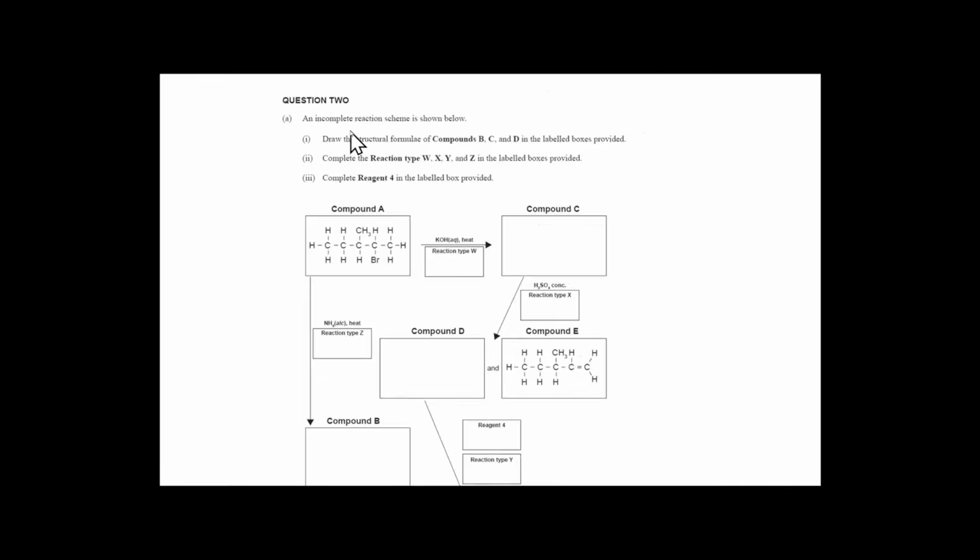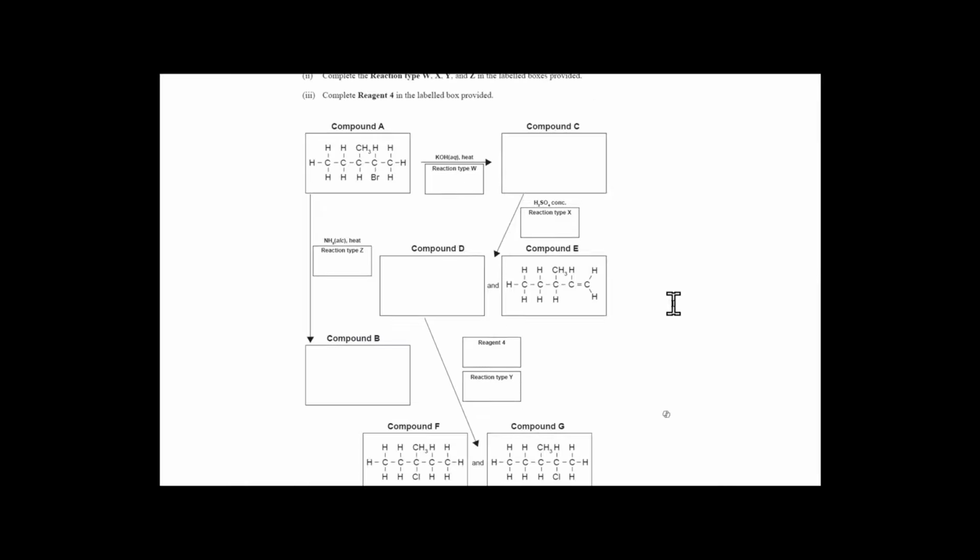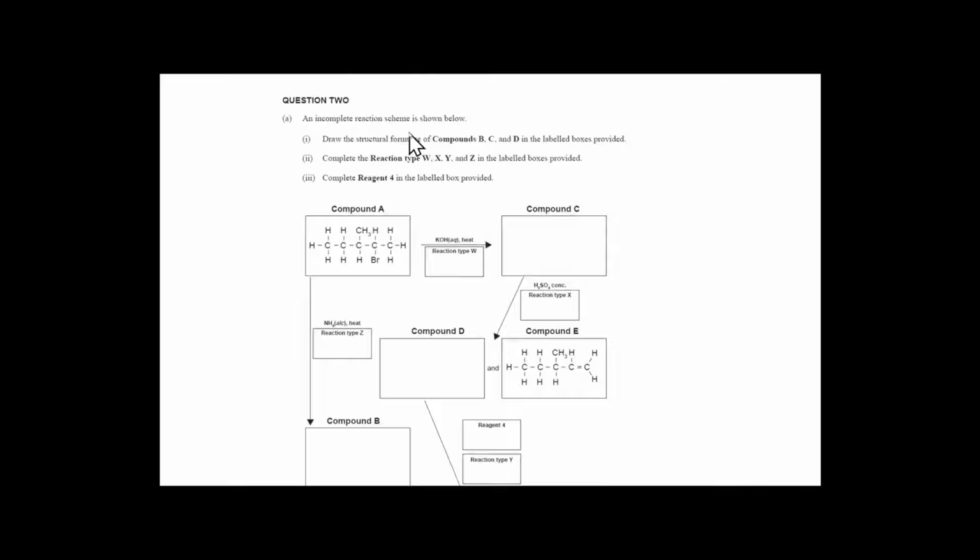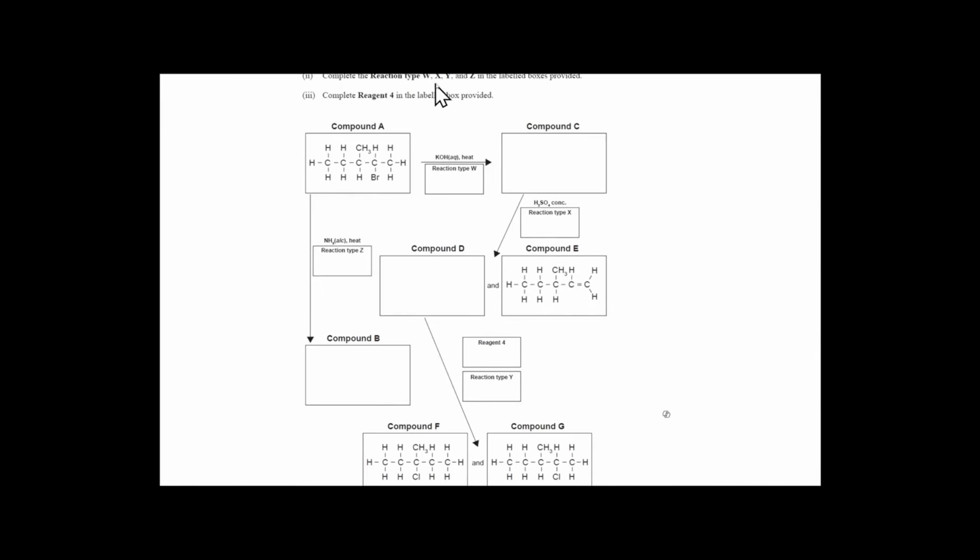So we're on to question 2. An incomplete reaction scheme is shown below. So it's a chemical algorithm, what I like to call them. Draw the structural formula of compounds B, C, and D. So where's B? B is here, C and D, and then we get E there. Complete the reaction type W, X, Y, and Z. Okay. And complete reagent 4, which is here.